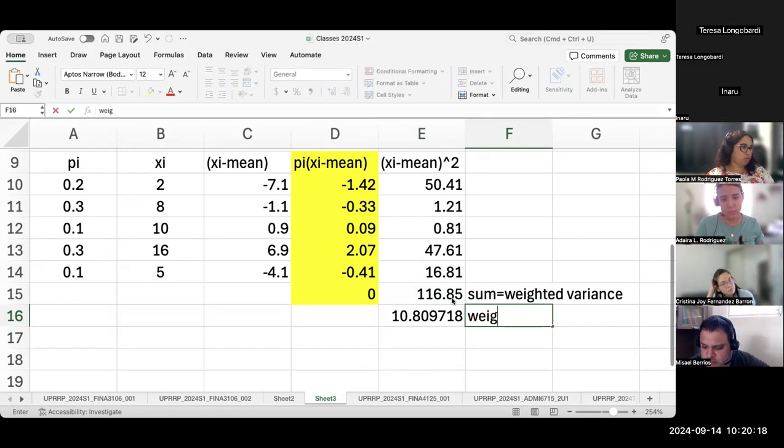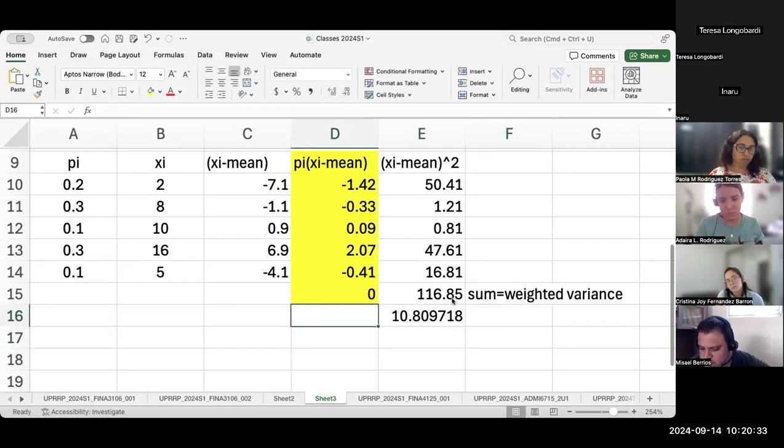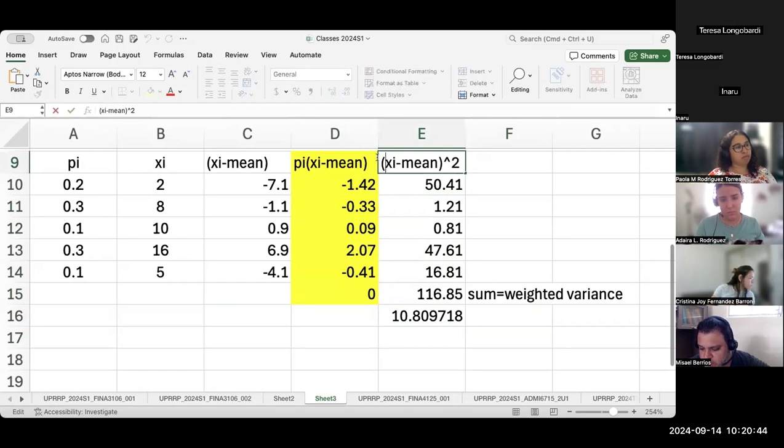Oops, something happened. What did I do wrong? Hold on. Something's wrong with my numbers. Square. Oh, again, I forgot the weight. That's the thing I always do. All right, so now I have to put the weight here.